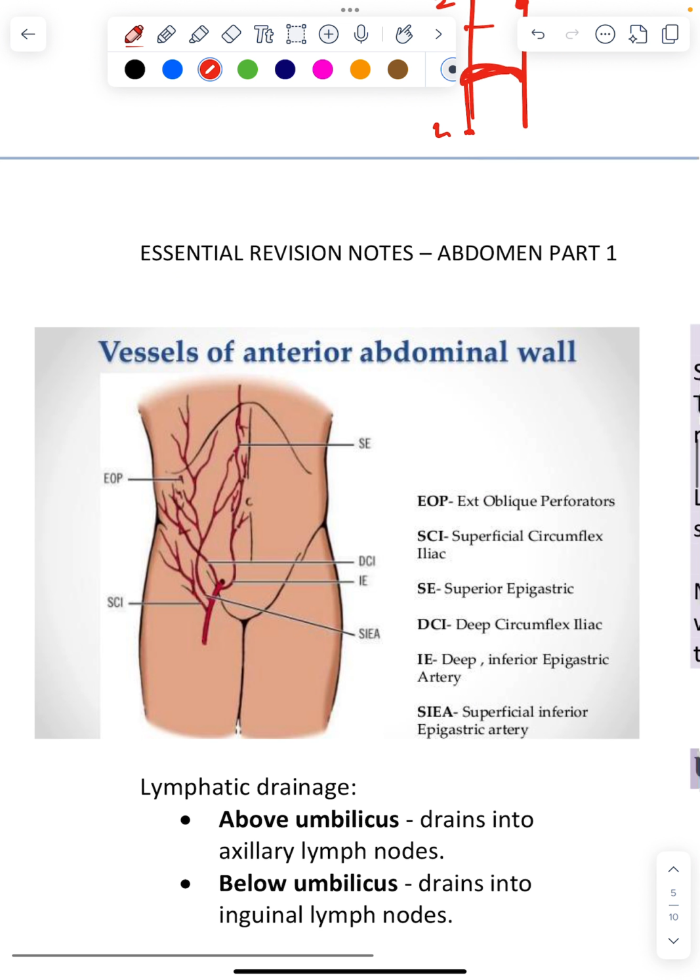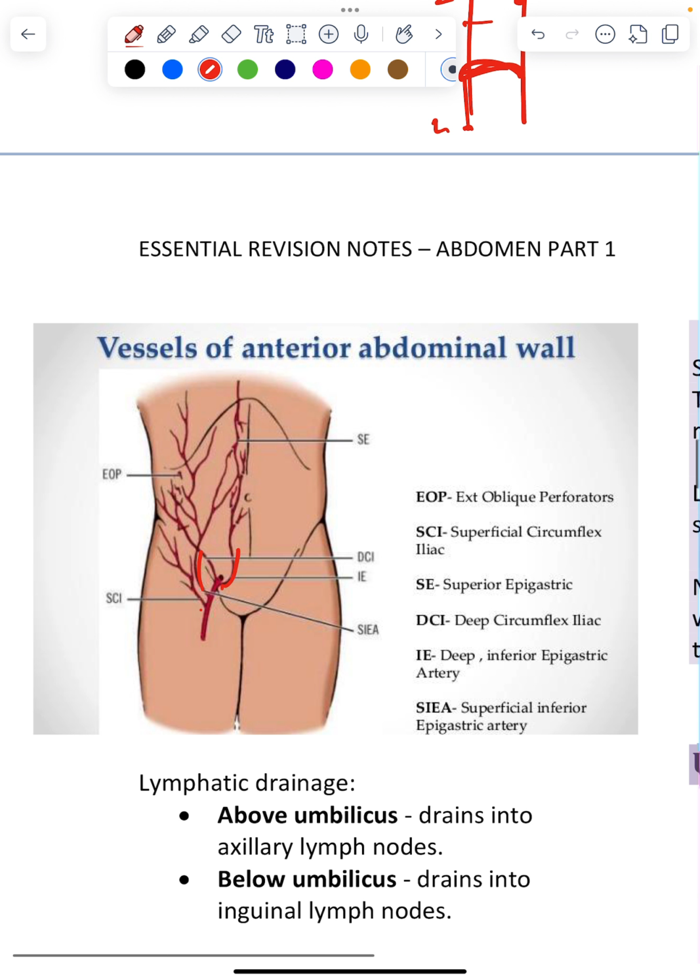External oblique aponeurosis is here. This is external oblique. This is the superficial circumflex iliac. Then the superior epigastric artery. Then deep circumflex iliac. This is superior epigastric. This is inferior epigastric, deep inferior epigastric too. Then deep circumflex iliac like this. Superficial epigastric artery.